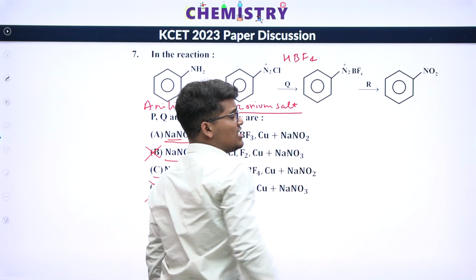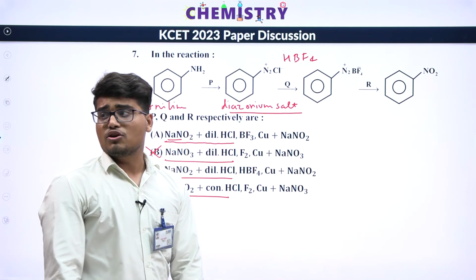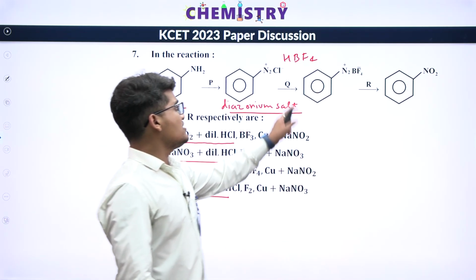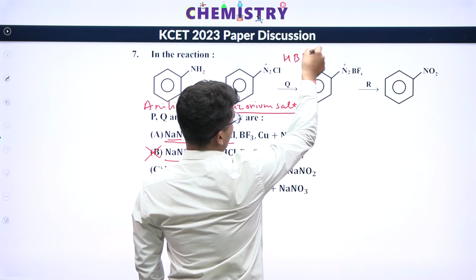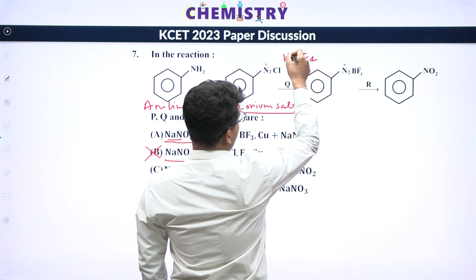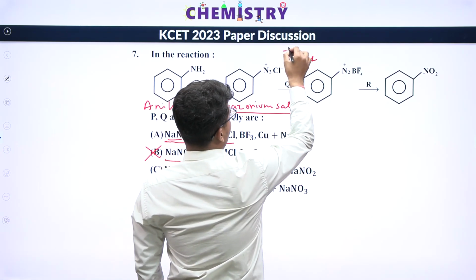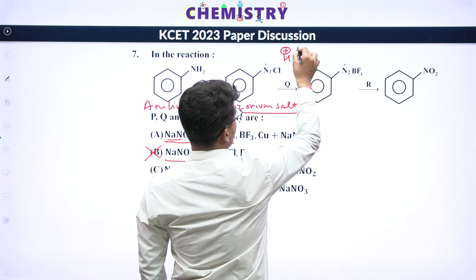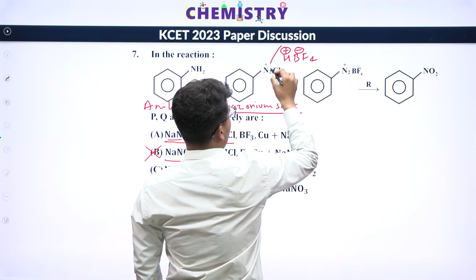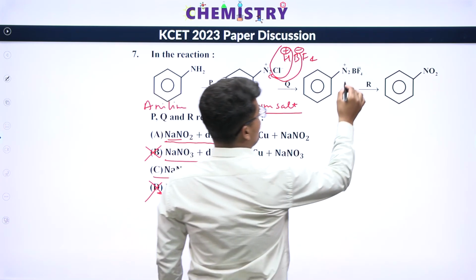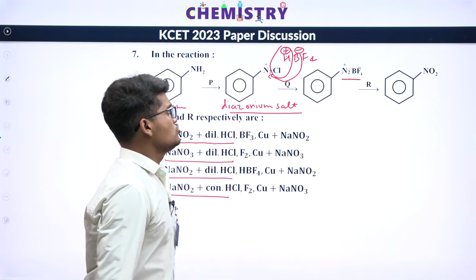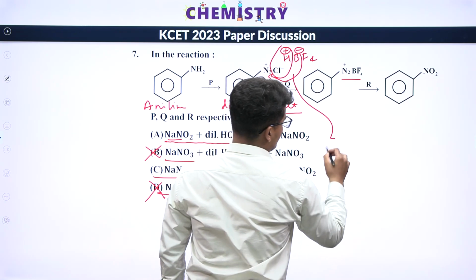You know this is hydrofluoroboric acid. We can say hydrofluoroboric acid, or we can say hydrotetrafluoroboric acid. So you can see here H is basically plus and BF4 is minus. So there is a removal of HCl and this BF4 will now attach with N2+ to form N2+ BF4−.